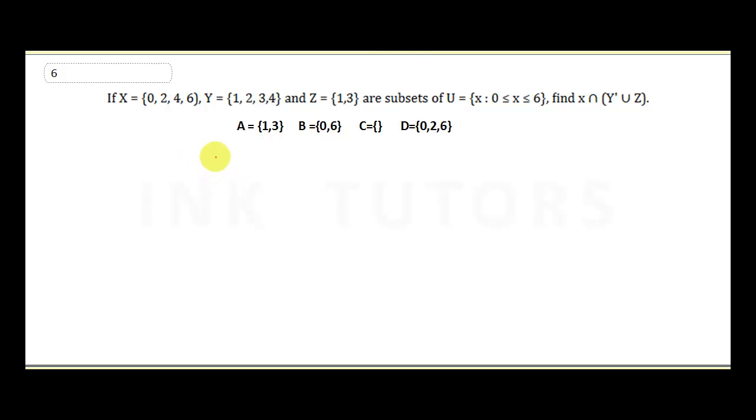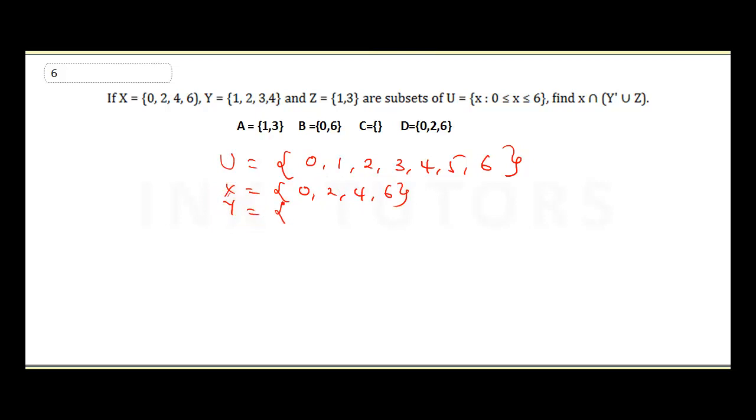So U is, remember, it says 0 is less than or equal to X and X is less than or equal to 6. So that is going to be 0, 1, 2, 3, 4, 5, and 6. Now be careful not to exclude 1, because it's using the sign less than or equal to, and also it's using the sign less than or equal to 6. So that is why 0 and 6 are inclusive. So our X is 0, 2, 4, and 6. Our Y is 1, 2, 3, and 4. And our Z is 1 and 3.